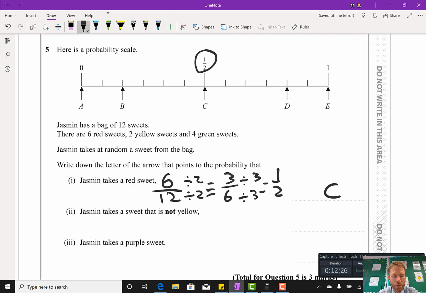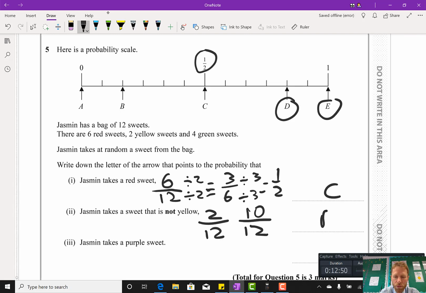Jasmine takes a sweet that is not yellow. So yellow is 2 out of 12, which means taking a non-yellow sweet is a chance of 10 out of 12. So 10 out of 12 is quite a high probability. So we're looking at either D or E. E is under the number 1 and certain, therefore by process of elimination it must be D.